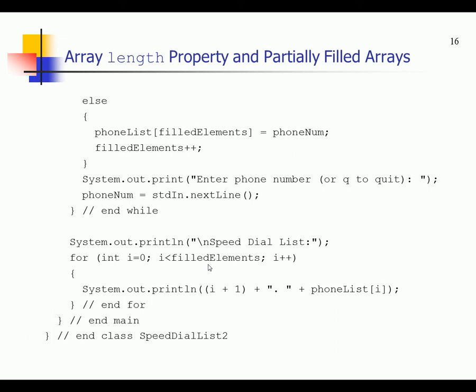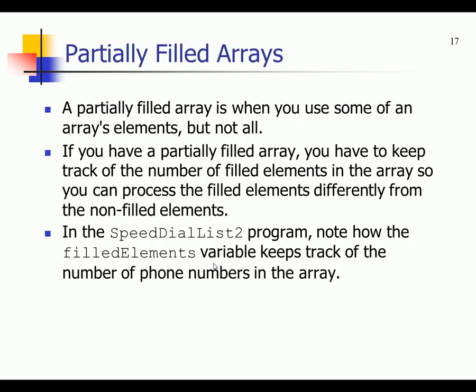Value of. How about phone list.length? Because that's how big the whole array is anyway. So we could have replaced filled elements with phone list.length. Now it would have added the whole thing. Now, again, if I only put in 10, there's going to be 90 blank spots. But, you know, at least I'll output it. So, all right. Let's continue.